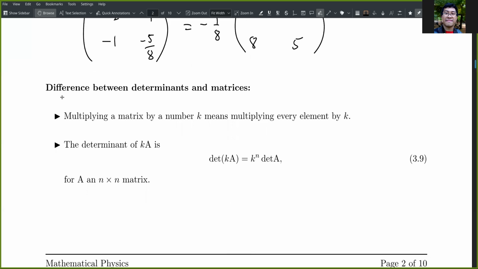There is a difference between determinants and matrices. If you multiply a matrix by a number k, it means you multiply every element by k. However, if you want to get the determinant of kA, it's not simply k times the determinant of A. What happens is that since each term will now have a k in each element, then you need to multiply k to the power of n on the determinant of A for an n by n matrix.